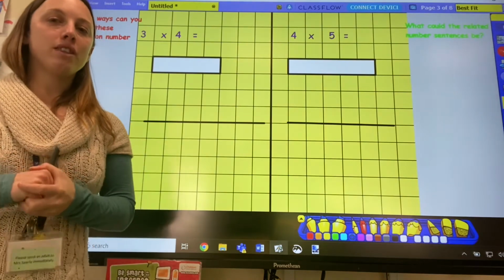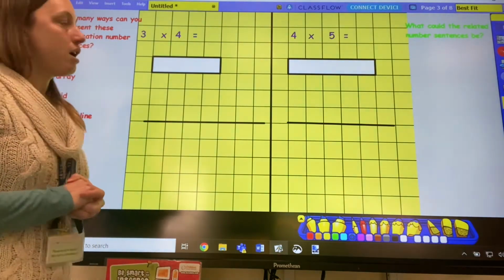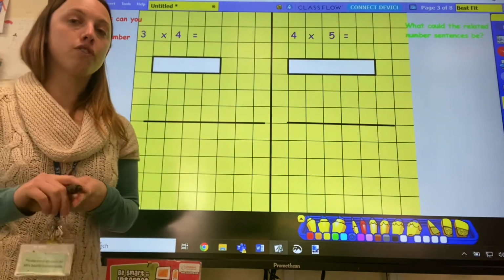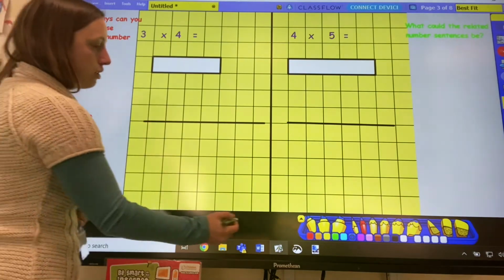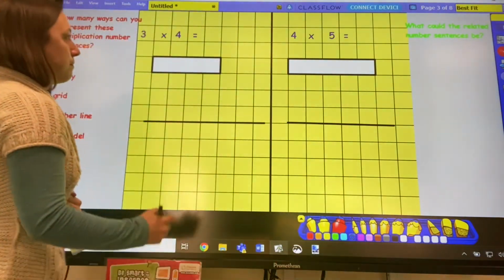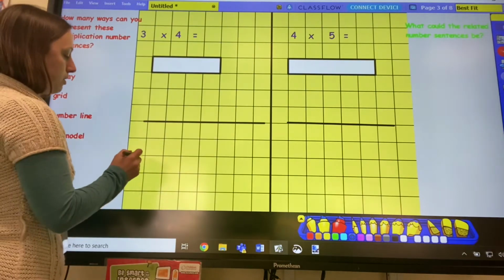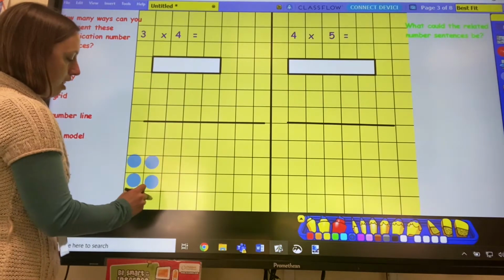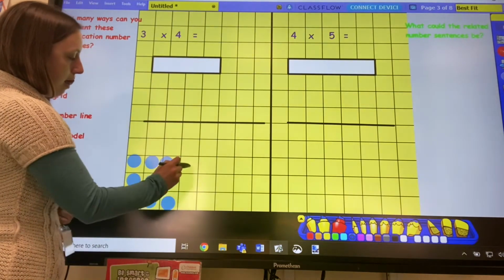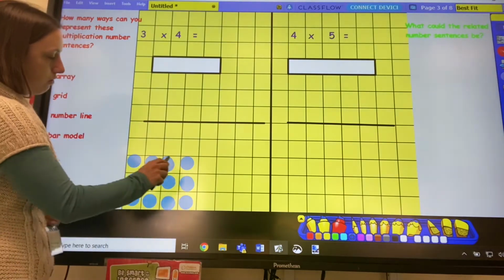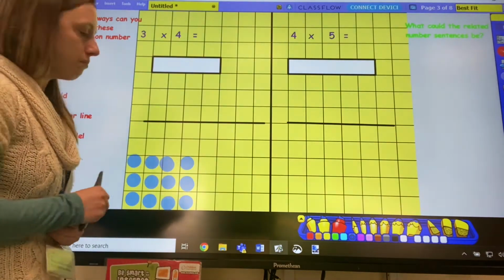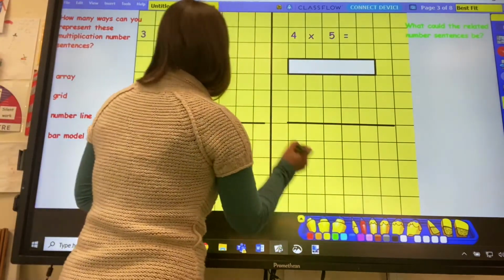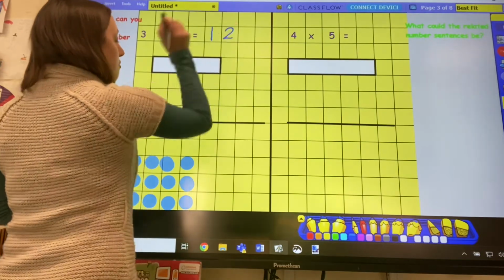Now, if I think about 3 times 4, I'm thinking about 3, 4 times. So I'm thinking 4 lots of 3. So if I was to draw that as an array, this is what it would look like, 3 times 4. Okay, I've got 3, 4 times. I've got 3, 6, 9, 12. So we know that my answer is going to be 12.